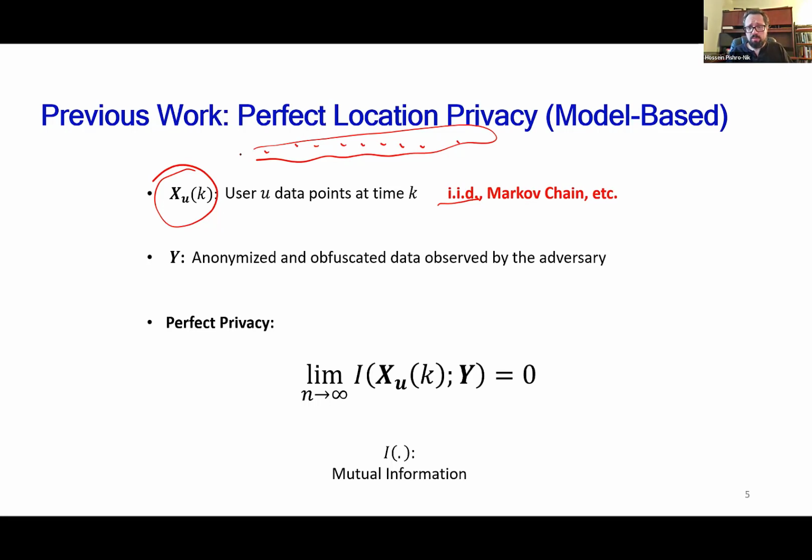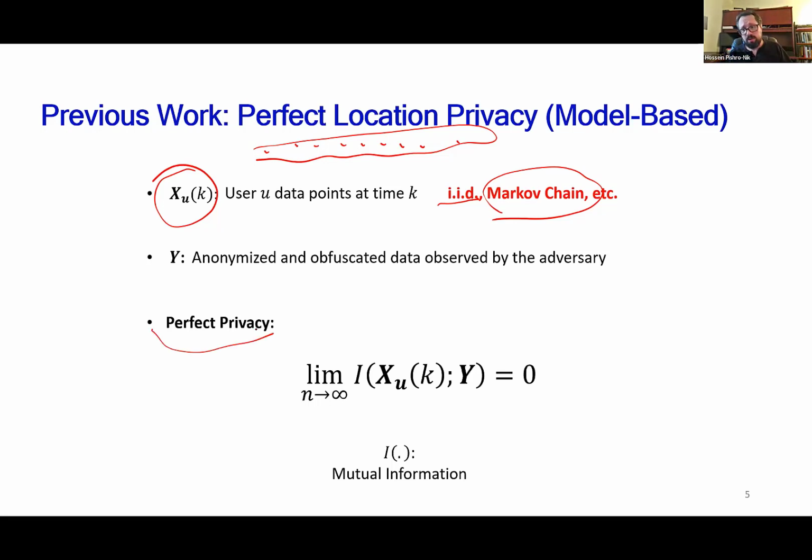Or you can have other models such as Markov chain, which is common when you have location data. Usually people model location data using the Markov chain and so on. So you assume a general model. You don't make any assumptions about the particular probabilities, but the general model. And then you try to design this obfuscation and anonymization in a way that you achieve something like a perfect privacy.